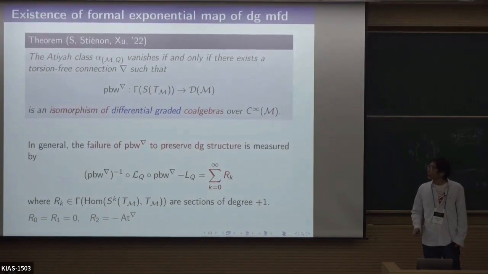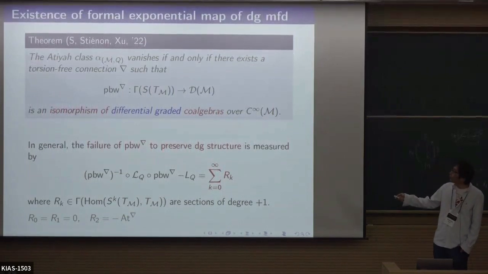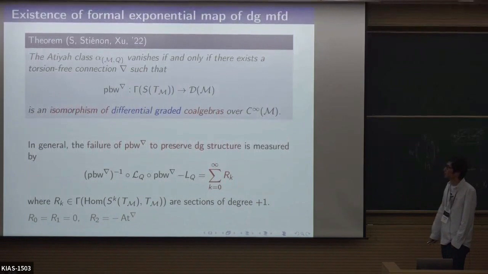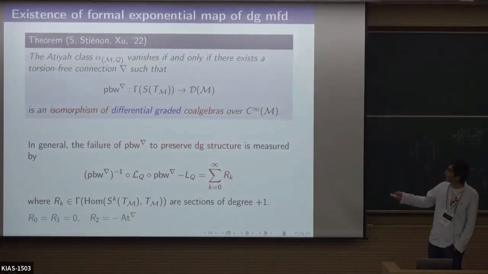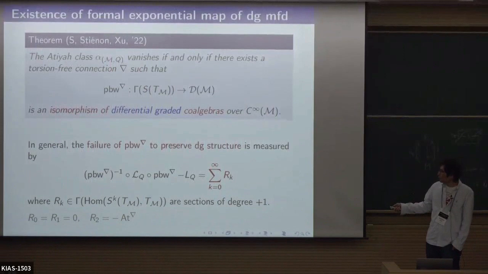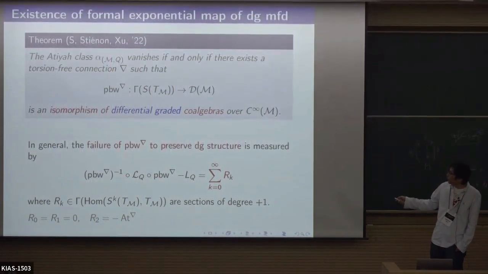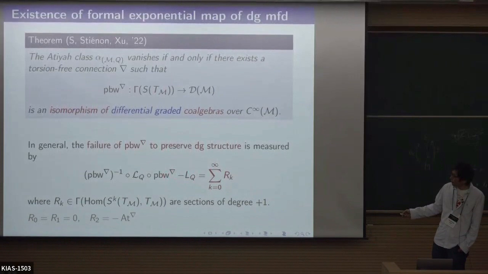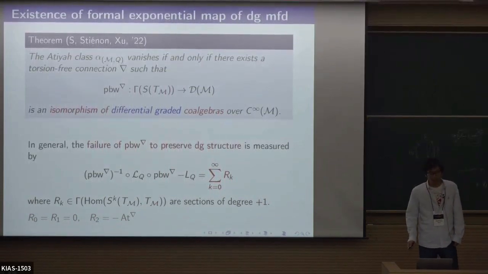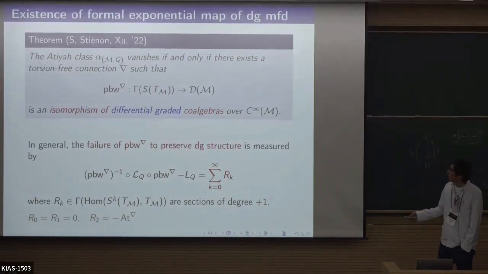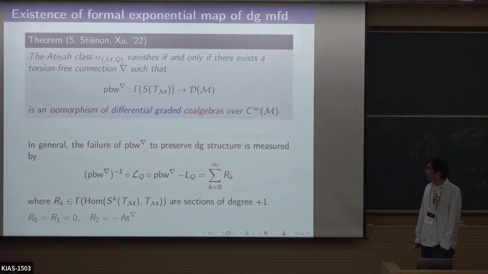And then there are things that we can look at more. Okay, this is not always an isomorphism of differential graded coalgebra. So how much does it fail if the Atiyah class does not vanish? Of course, it will be governed by the Atiyah class, but how much does it fail? So we just look at the Lie derivative put back to the domain and subtract the Lie derivative on the domain. And then we get a sequence of maps where the first two, R0 and R1, are just 0. The second map is the Atiyah cocycle. And yes, Q is a vector field.